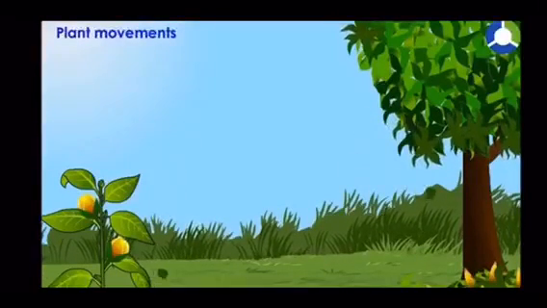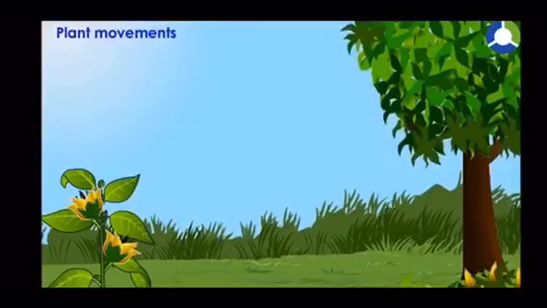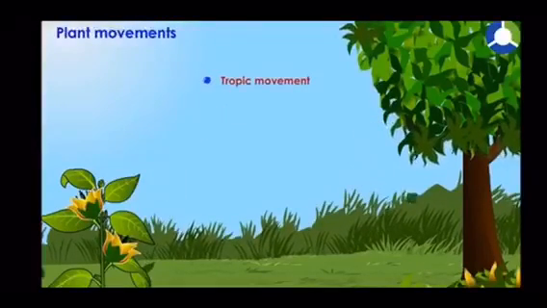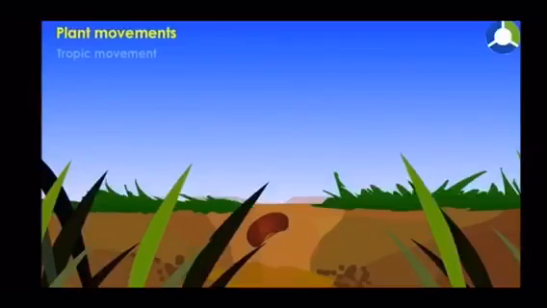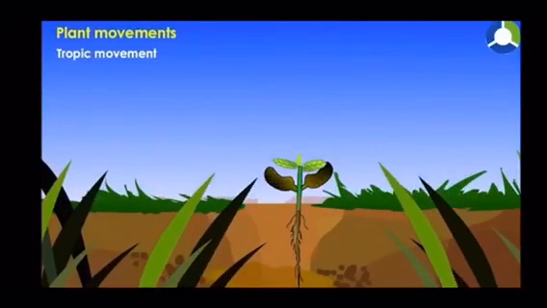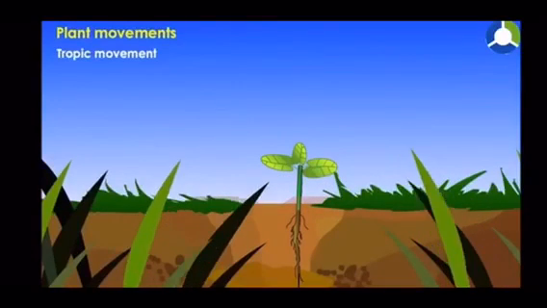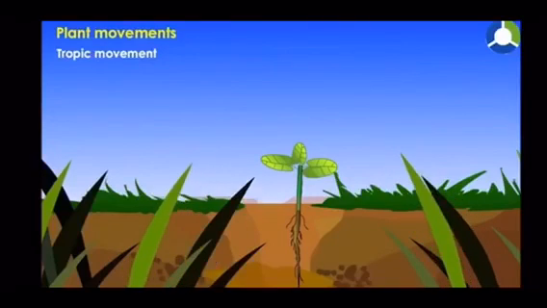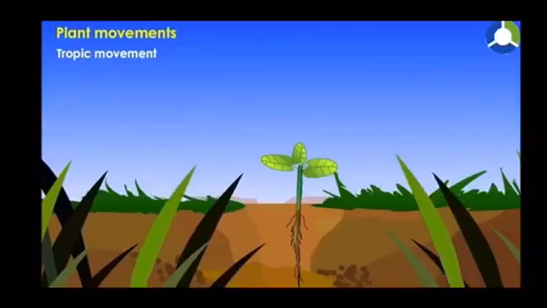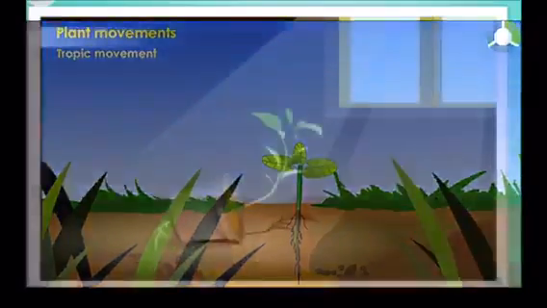Moving on now to the induced movements. The induced movements caused by external stimuli include tropisms and nastic movements. In tropisms, the direction of movement depends upon the direction from which the stimulus comes. Tropisms are divided into four types: phototropism, geotropism, thigmotropism, and hydrotropism.